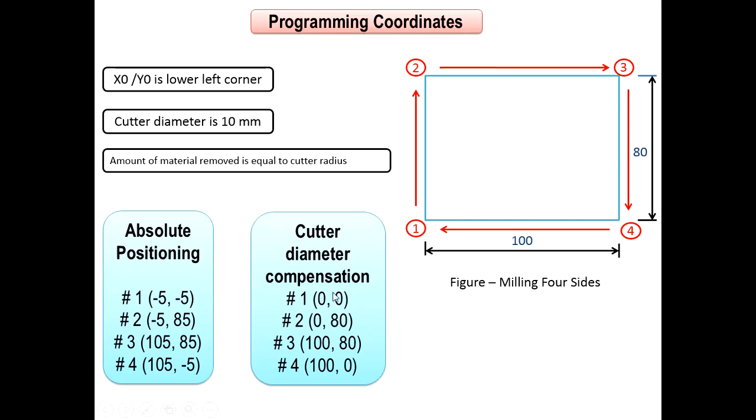So the difference you can see: for position 1, the coordinates of the workpiece are specified as 0, 0. For position 2 it is 0, 80. For position 3 it is 100, 80. For position 4 it is 100, 0. So this is the advantage for the programmer in finding the coordinates during programming. He can directly specify the coordinates on the workpiece.